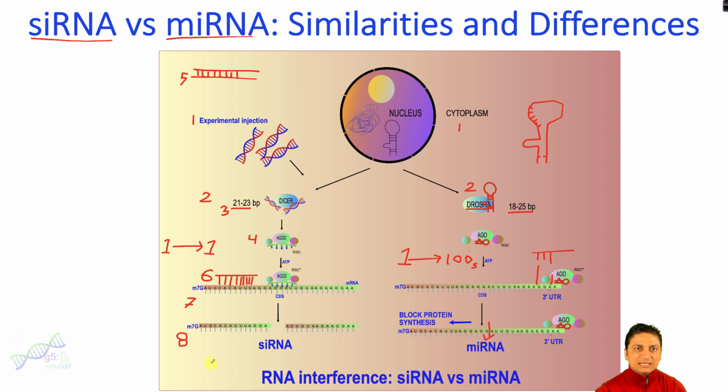And the ninth difference is going to be the chromatin remodeling. miRNA can only regulate the gene expression. However, siRNA can regulate the gene expression, it can modify the chromatin remodeling protein, it can do the histone modification, and it can also do the DNA methylation.